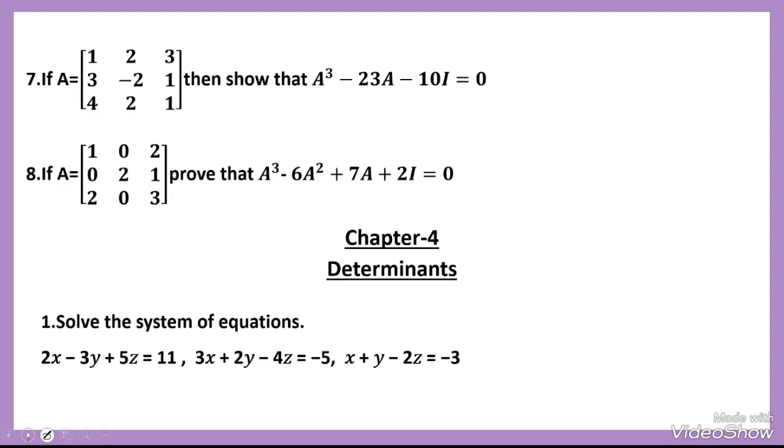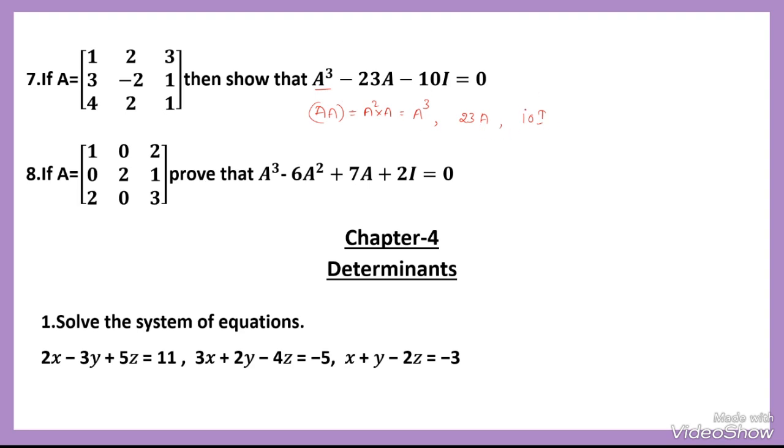Then question number 7. While finding A, you have to show that. Take A cube, multiply by the A matrix. First, we get A square. After getting A square, again you have to multiply by the A matrix, then you will get A cube. While finding A cube, 23 is multiplied to the A matrix, and 10I, this is the identity matrix multiplied by 10.